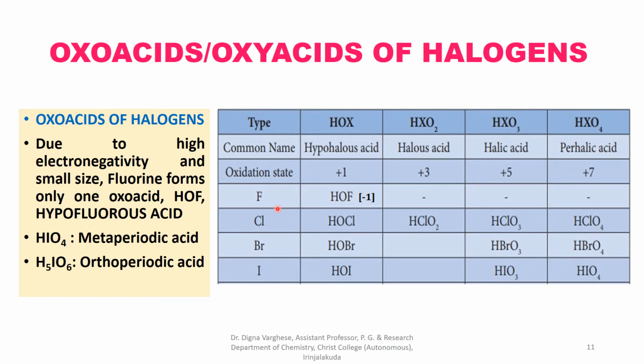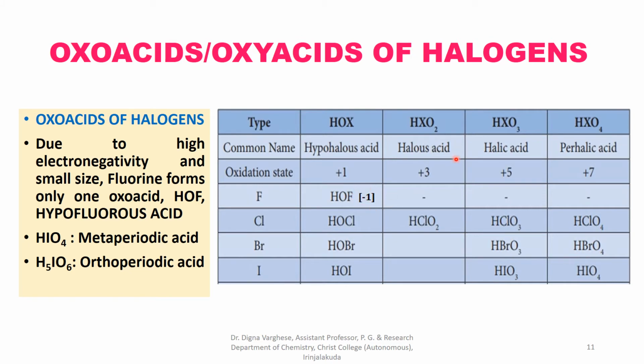And the table shows different kinds of oxyacids of halogens. First one is fluorine, which shows hypofluorous acid, and the oxidation state of fluorine is -1, other one is +1 oxidation state, because fluorine is the most electronegative element.